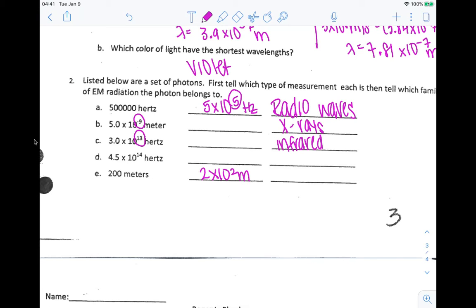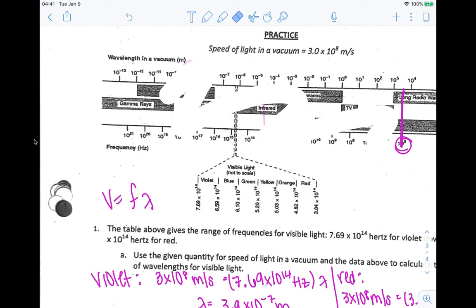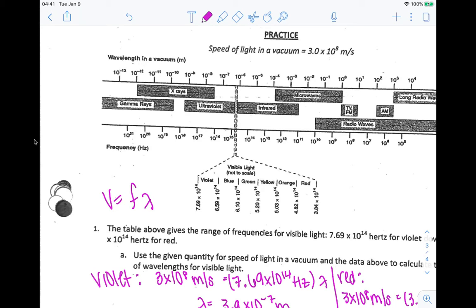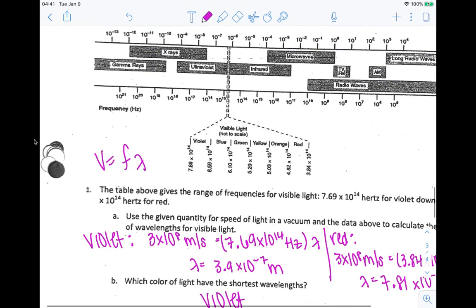Then we look at 4.5 times 10 to the 14 hertz. So we go to 10 to the 14 hertz. Well, let's get rid of some of these lines here so we can see what's happening. If we look at 10 to the 14, notice that visible light is also given to you in 10 to the 14, as is infrared. So we need to be more specific. So this is 4.5 times 10 to the 14. So we now have to look at visible light, and we say, okay, where does 4.5 fall? So 4.5 falls between 3.84 and 4.82, which means that 4.5 is red visible light.